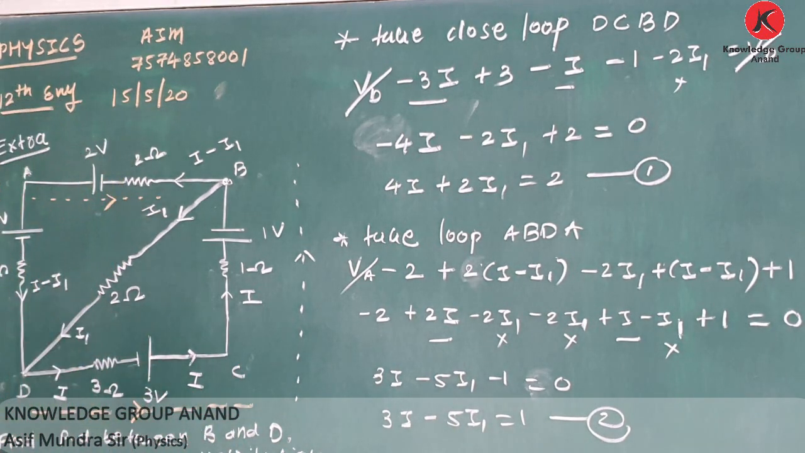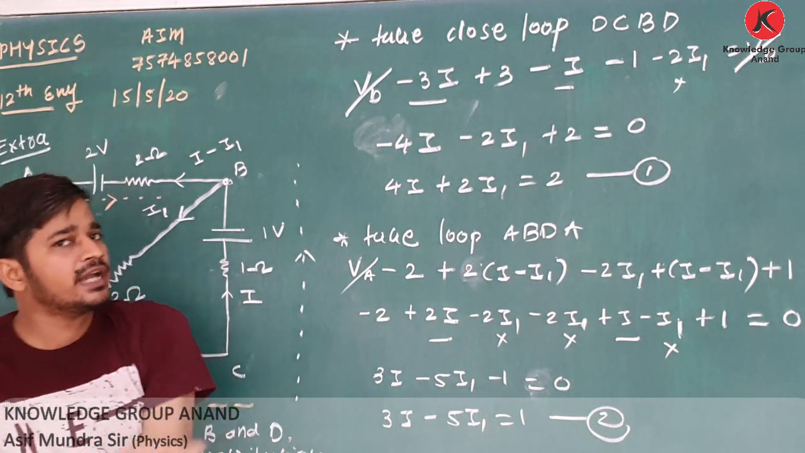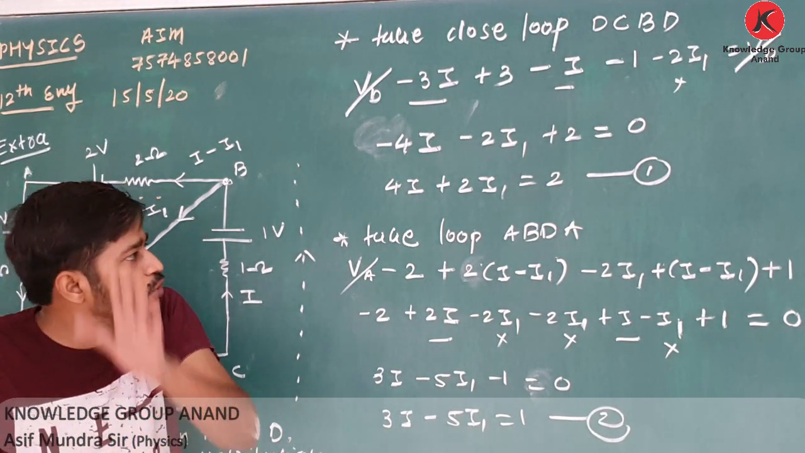Okay, see here, take care what we have to find. Our target is we have to find potential difference between B and D. So I want to find I1. Then if I eliminate I, I will get directly value of I1. How to eliminate I?